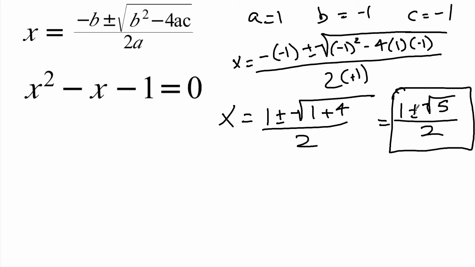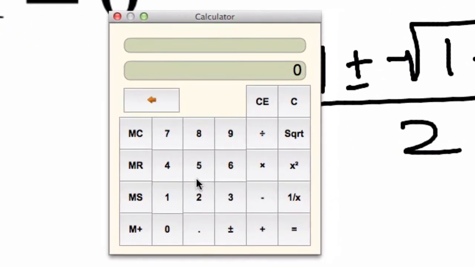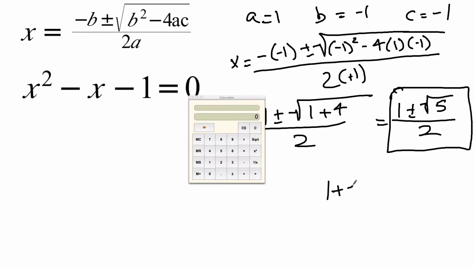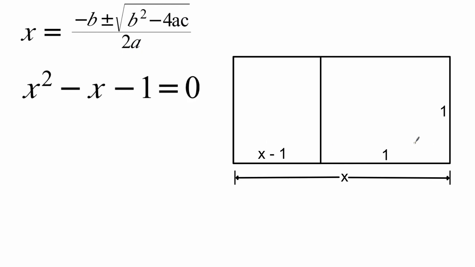Okay, so what makes this a special answer? Well, let's bring up our calculator and let's see if you can recognize it. The square root of 5 is approximately 2.23. When you add 1 to that, you get 3.236, and then divide by 2, and you get 1.618. Does that number look familiar to you? 1 plus the square root of 5 over 2 is equal to 1.618, dot, dot, dot. This is the number phi. That's why it's special.